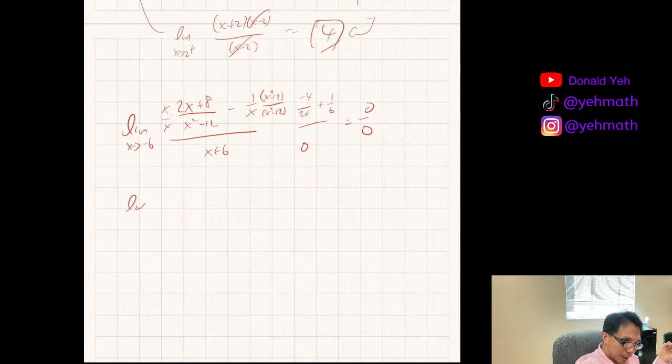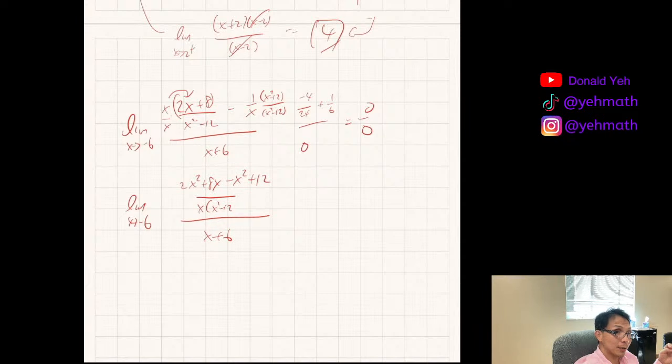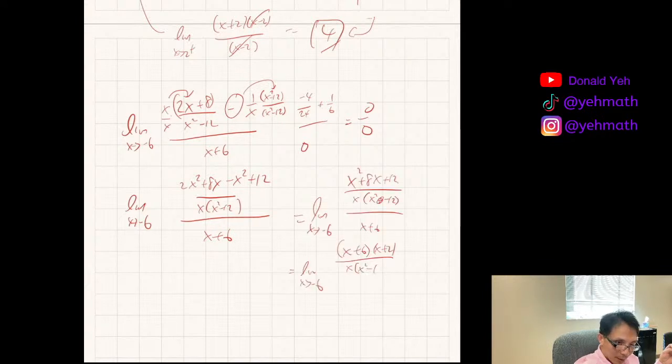So limit as x approaches negative 6 of 1 over x plus 6. On the top, it's going to be x times x squared minus 12. This one's going to distribute to this parenthesis. So it'll be 2x squared plus ax minus x squared plus 12. It's plus 12 because you distributed the negative sign. That's what people usually mistake, this negative sign not distributing to the second one. I didn't distribute the x to the x squared minus 12 times 1 over x plus 6.